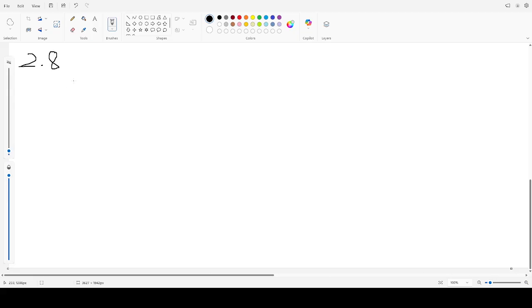I wonder if the tablet will start working again. We'll see. It's just way easier to write this way. It's just the mouse was neater for drawing straight lines. x of t is e to the 2t u of negative t, and the impulse response h of t is u of t minus 3.